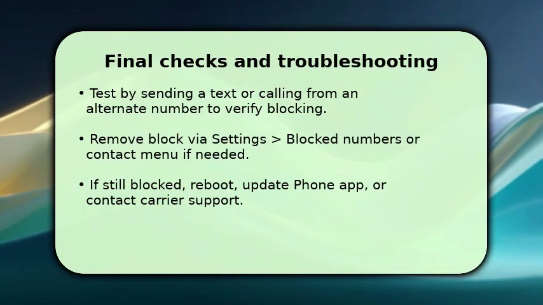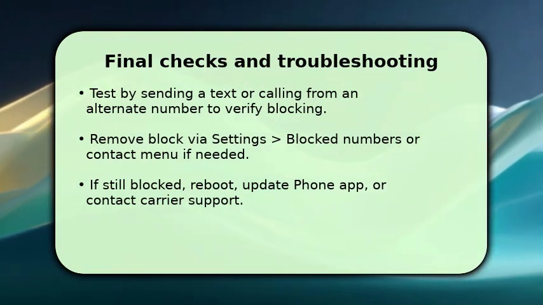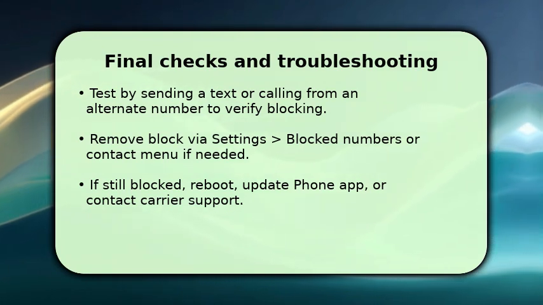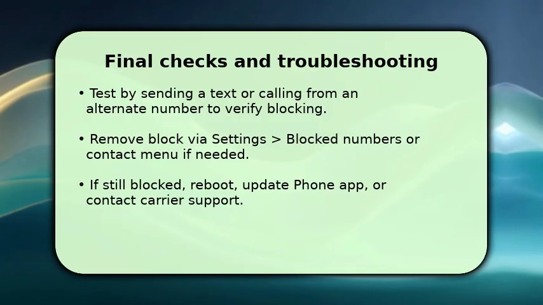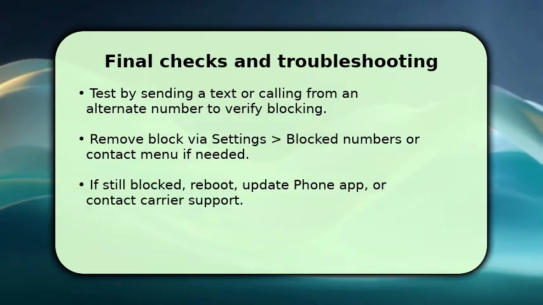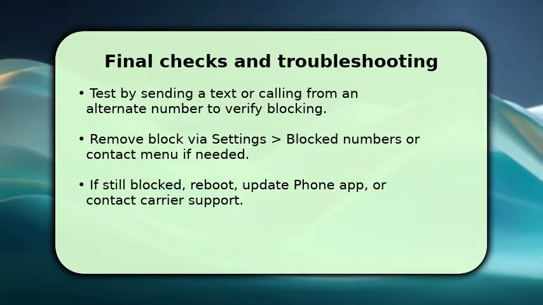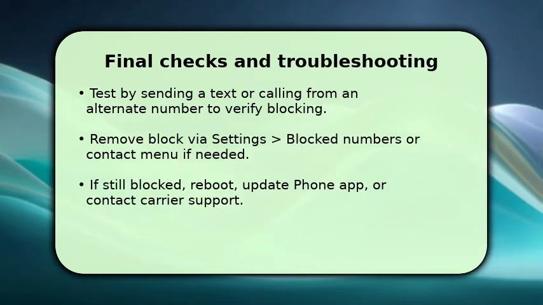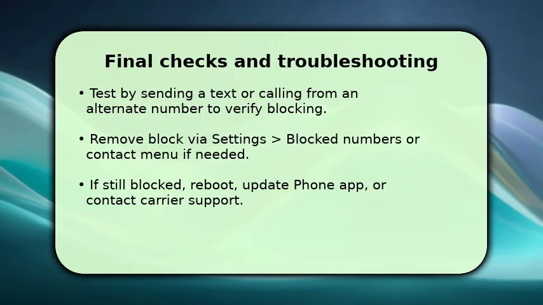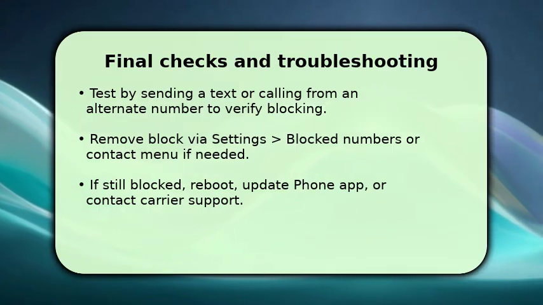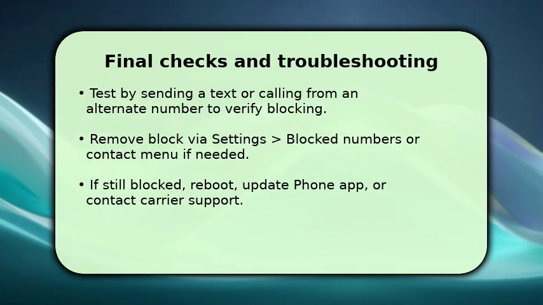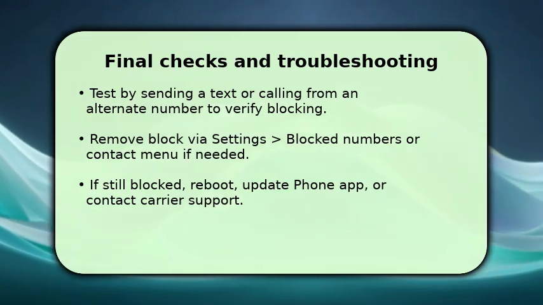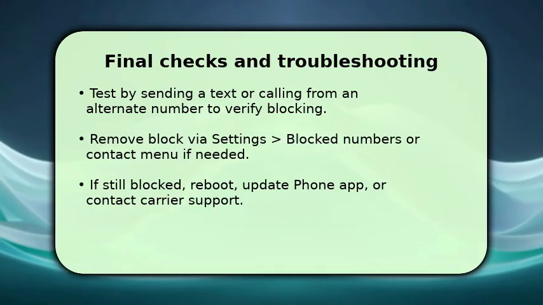Finally, verify and resolve. Test by calling or texting from a different number to confirm the block. If messages fail or calls go straight to voicemail, the block is active. To remove it, go back to Settings, Block Numbers, or open the Contacts menu and choose Unblock. If unblocking doesn't work, reboot the phone, update the phone app or Android system, and make sure carrier-level blocking isn't enabled. If issues persist, contact carrier support because some blocks are imposed network-side.